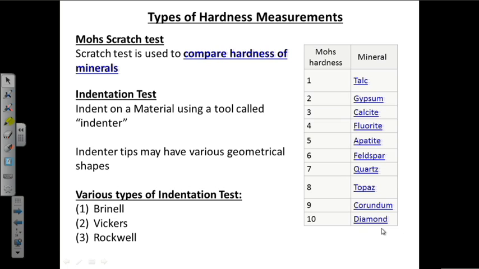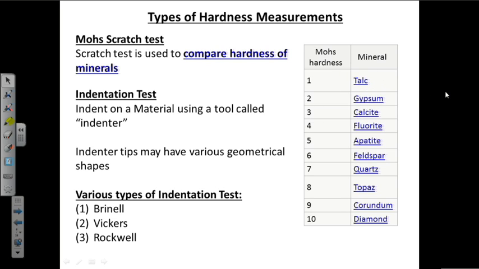So the idea is that the harder material will be able to create a permanent scratch on the surface of a softer material. That means gypsum, which has a Mohs hardness of 2, will be able to create a permanent scratch on the surface of talc.